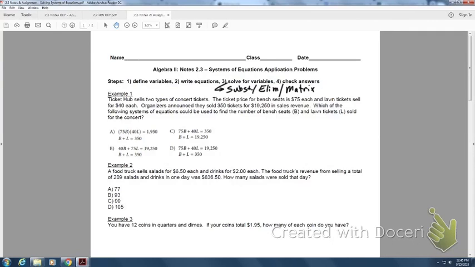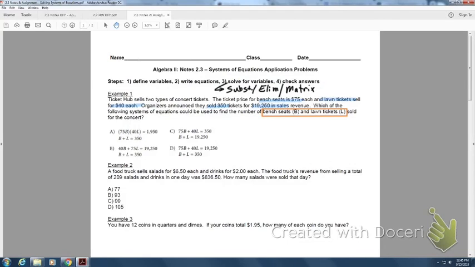It says Ticket Hub sells 2 types of concert tickets. The price for bench seats are $75. Lawn tickets are $40. Organizers said they sold 350 tickets for $19,250 in revenue. Which of the following systems would fit that situation? On a lot of problems, especially with multiple choice, where the choices are the actual system, it will go ahead and identify the variables for you. Okay, because they have to have the variables within the system.